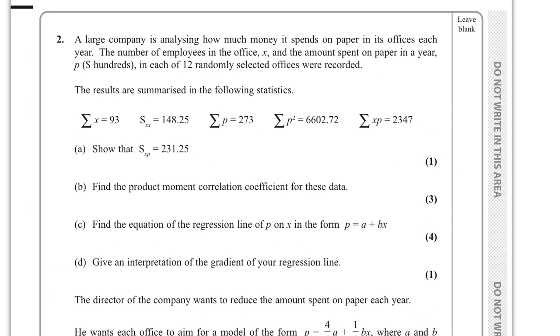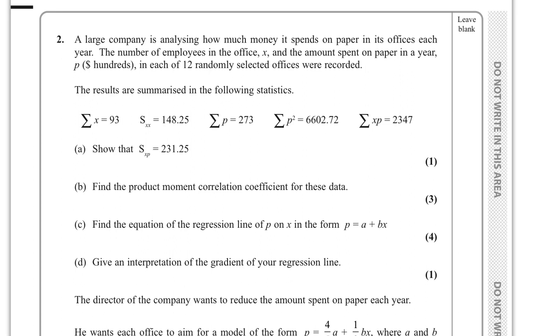A large company is analysing how much money it spends on paper in its offices each year. Why am I reading the question? Because I know somewhere in here it's going to ask me to interpret something and it's going to want context. So I need to understand what's happening. So the number of employees in the office and the amount spent on paper each year in each of 12 randomly selected offices were recorded.